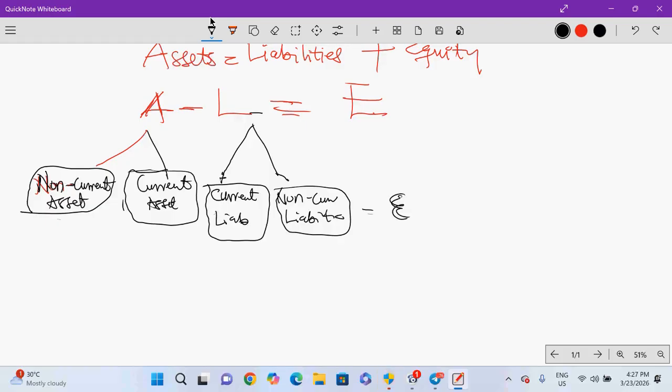So in between the current assets and current liabilities, we have a minus here. We can say current assets minus current liabilities, and that will give you your current equity, or what is known as working capital.